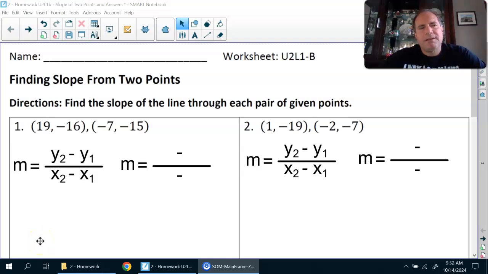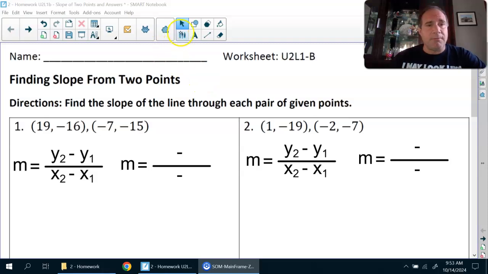Hello everyone. Today we are going to find the slope from 2 points using the slope formula y2 minus y1 over x2 minus x1. Just a reminder, every time that we use y2 minus y1 over x2 minus x1, usually that means that we do not have a graph, a coordinate grid, in front of you, and you have 2 points that you have to find the slope of.